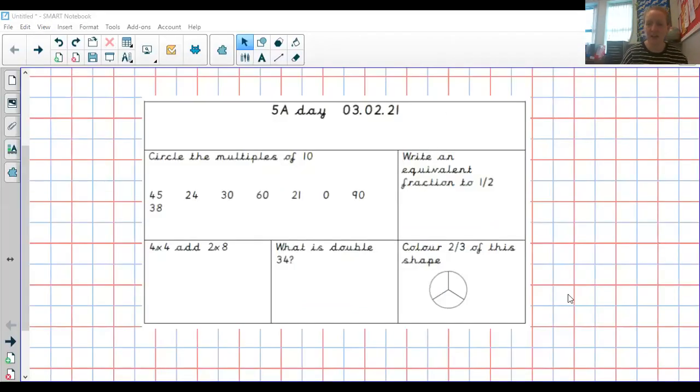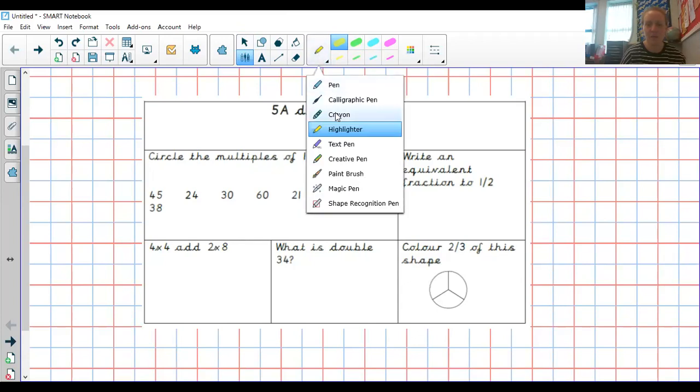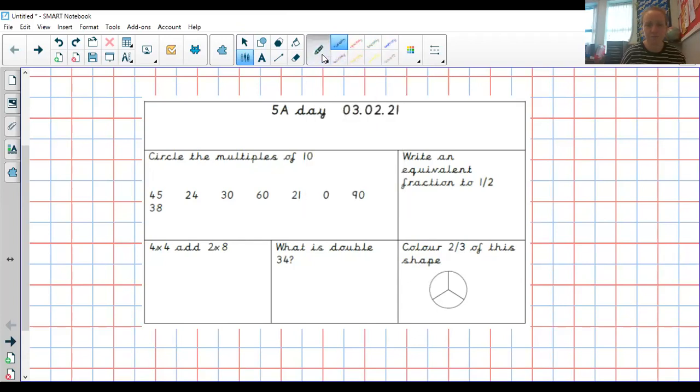Well done if you managed to get that done. So let's whiz through the answers together. So the first one, circle the multiples of 10. Now remember, we know that a multiple is a number that comes from that times table. So this one is the 10 times table. So all of the numbers that we would find in the 10 times table, they are the multiples of 10.